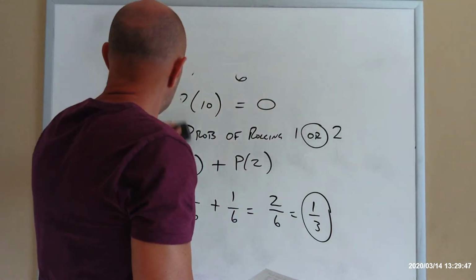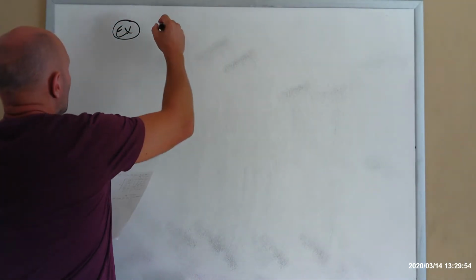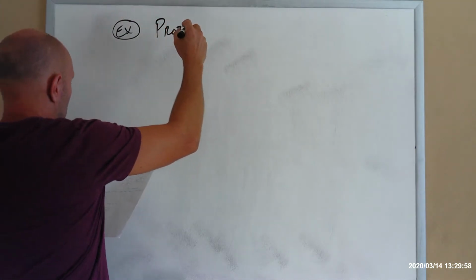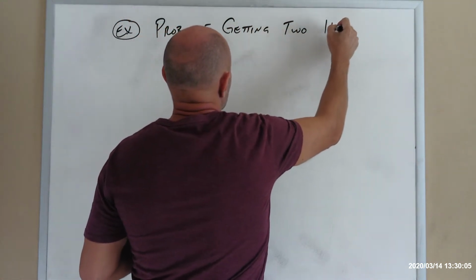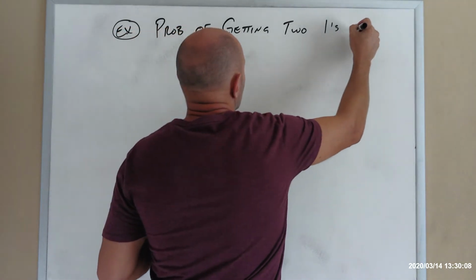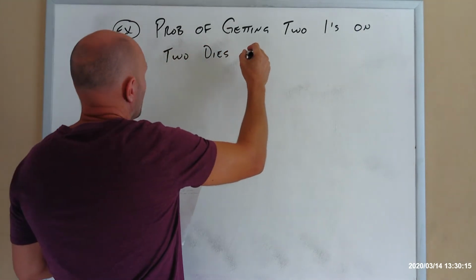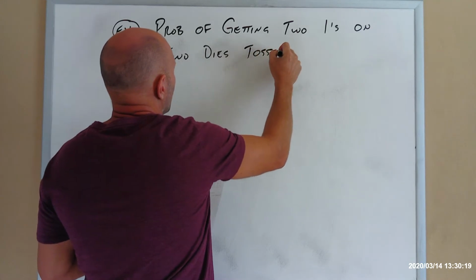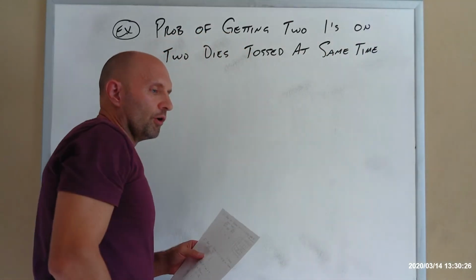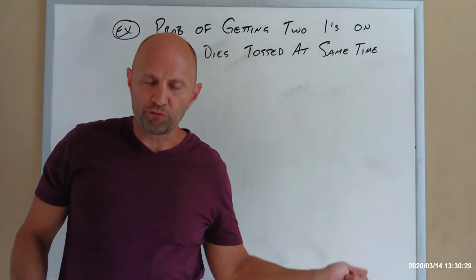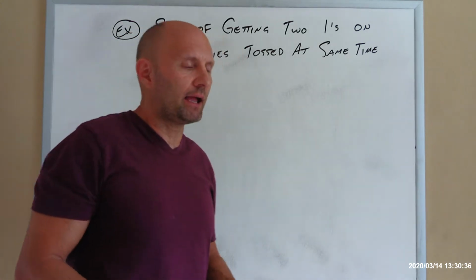All right, next example. This one gets a little more tricky. So, what's the probability of getting 2 1s on 2 dice tossed at the same time? If you have ever been in the casinos, you've seen the craps table, they're throwing 2 dice. This is called snake eyes, where one of the dice has a 1 on it and the other die has a 1.